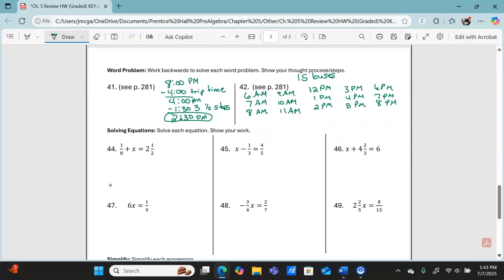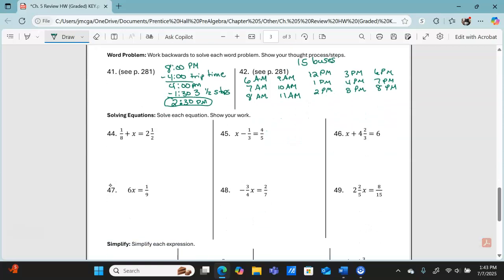44 to 49, we are solving and you need to show your work. So we have 1/8 plus x. The 1/8 is added to the x. It's positive because there's no negative sign in front of it, so I'm going to subtract. X equals 2.5. I'm going to rewrite 2 times 2 is 5/2. I gave you plenty of room here. Get your common denominator. It's 8. So I need to multiply this by 4/4. So I'm going to get 20/8 minus 1/8. And so when we subtract there, we get 19/8.